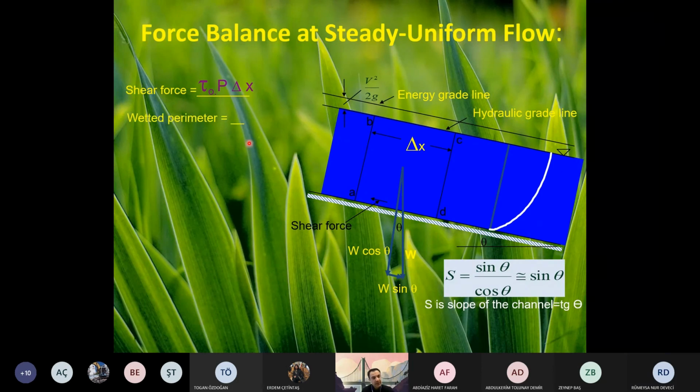Okay. Let's talk about weighted perimeter. I also explained it. P is weighted perimeter. And the time is for calculation of the gravitational force. Looking at this water element, okay, element A, B, C, D, it has the weight of W. We assume that this block of water has the weight of W. So can you tell me what is the gravitational force acting on this water element?